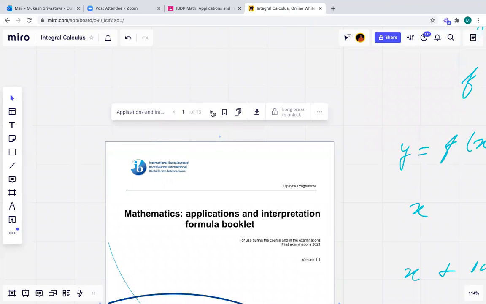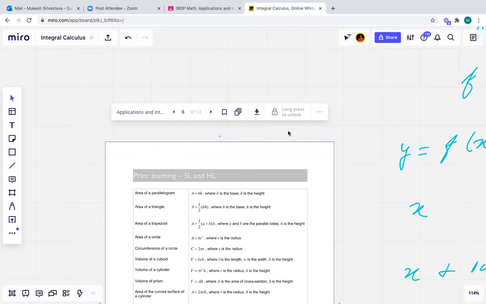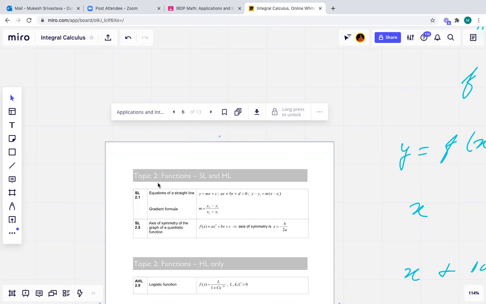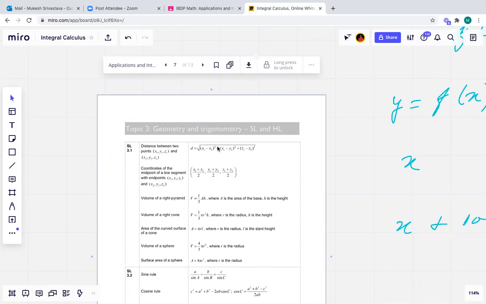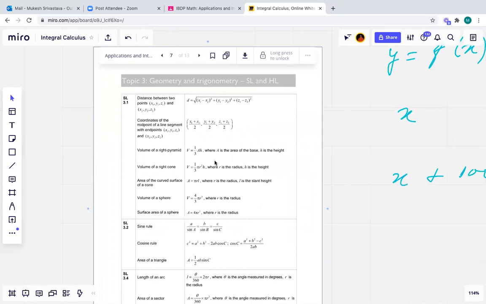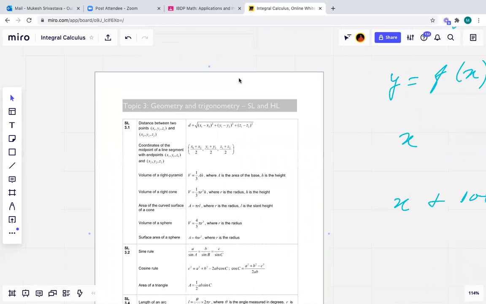Sir, just a suggestion: how about we go over the differential calculus and then come to integral? Why not? We will have to do that only, because finally integral calculus is the reverse of differential calculus. Right. We'll do that.